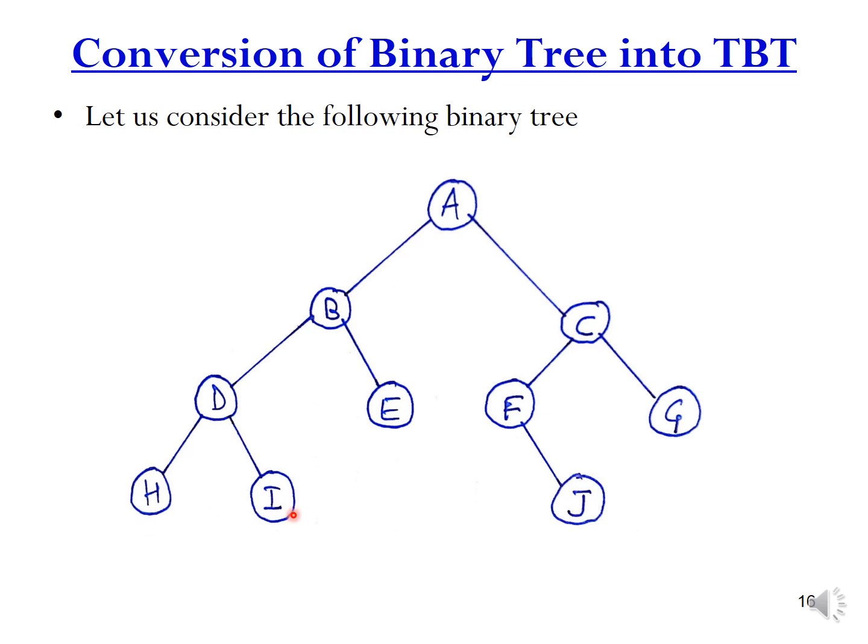So H, I, J, G, they are the leaf nodes. That's why definitely they will have both left as well as right null pointers. Moreover, E is also having a left null pointer and right null pointer, and F is also having a left null pointer.